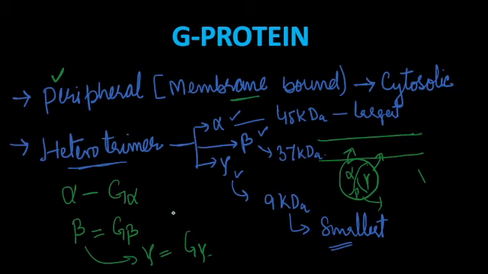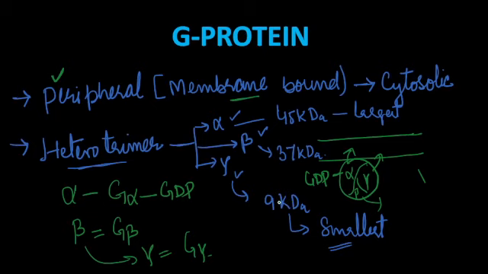Remember, all the three subunits remain attached with each other when G alpha is attached with the GDP. So when G alpha is attached with GDP, it has higher affinity for beta and gamma, so all the three subunits will remain attached until the GDP is attached with the alpha subunit. But once GDP is replaced by GTP, the G alpha gets separated from beta and gamma subunit.